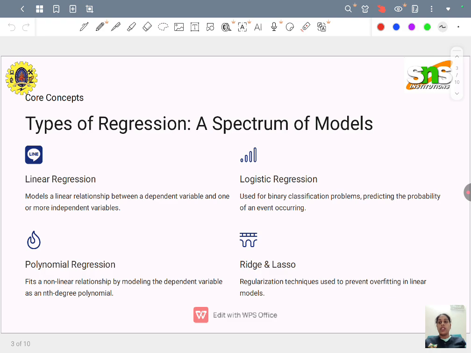Okay, next we will see what are the types of regression. There are many flavors of regression available. First one is linear regression, the most basic model, a straight line relationship. Second one is logistic regression, used when the outcome is categorical, like yes or no, or success or failure. Third one is polynomial regression, which allows us to model curved relationships using polynomials. And fourth one is ridge or lasso regression, special techniques that prevent overfitting, where a model becomes too tailored to the training data and fails on new data.